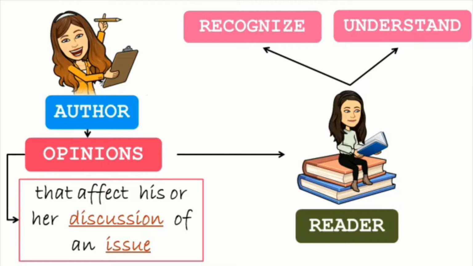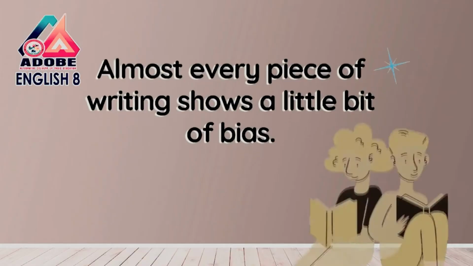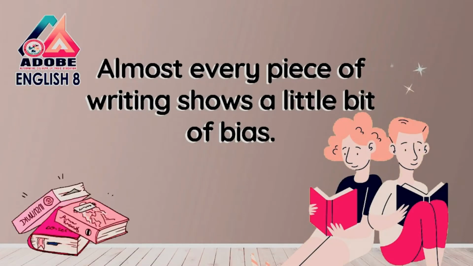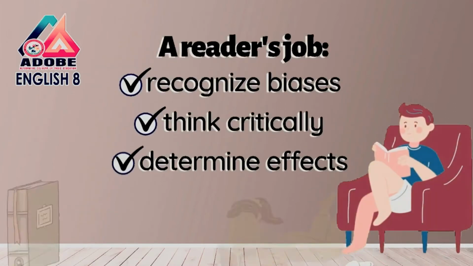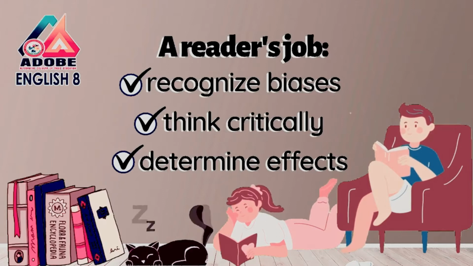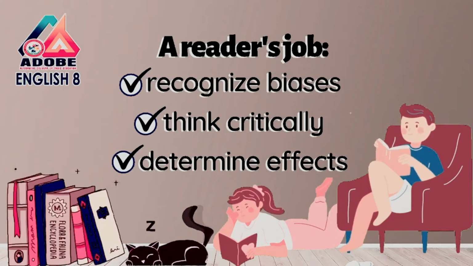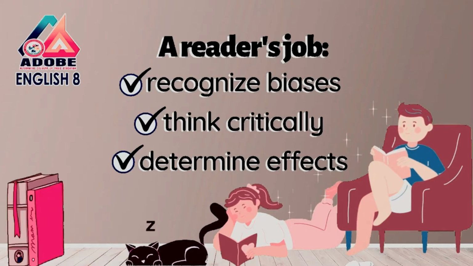Since some judgments show the author's biases or preferences for one side of the issue over the others. Remember, my dear grade 8 learners, we all have our biases that reflect our opinion or preferences in a particular outlook about life. It is perfectly normal and a part of being a human. Almost every piece of writing shows a little bit of bias. A reader's job is to recognize biases, think critically about that, and determine the effects of the writer's opinion.